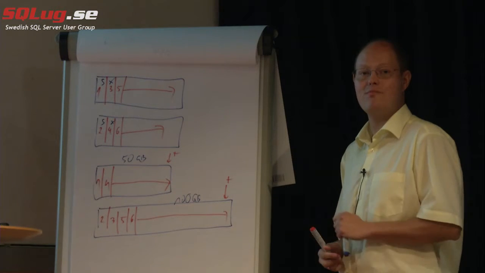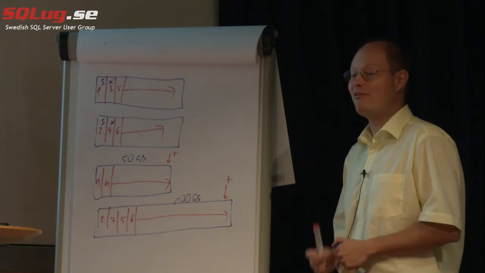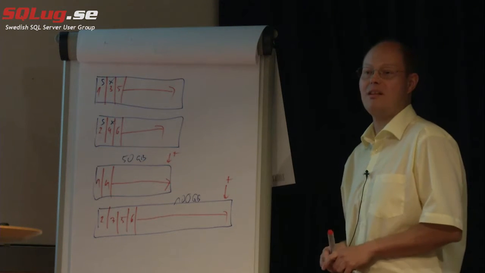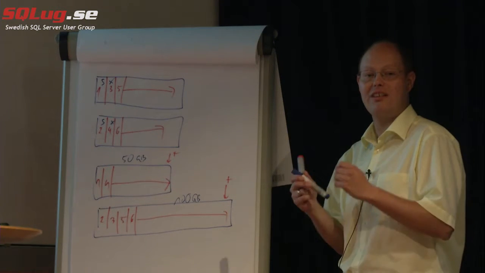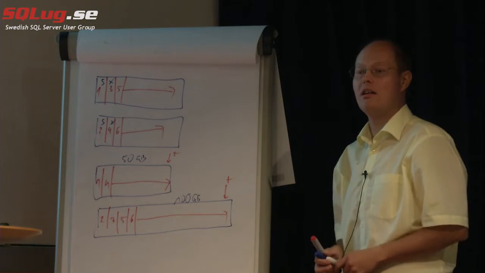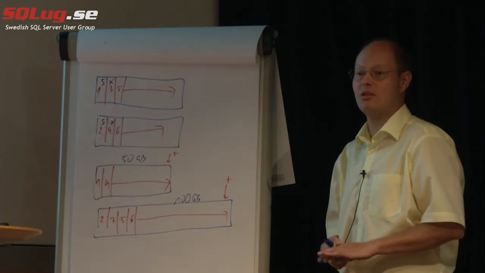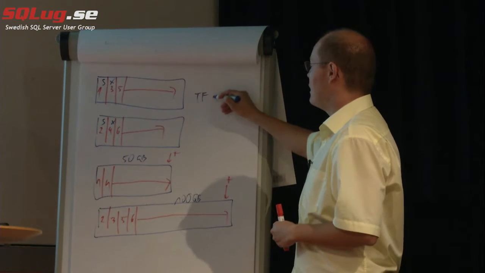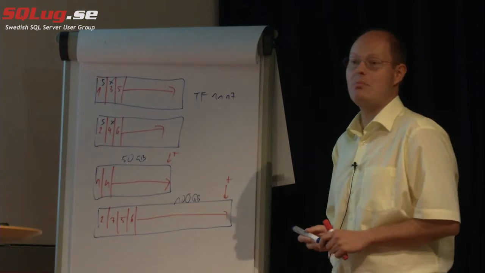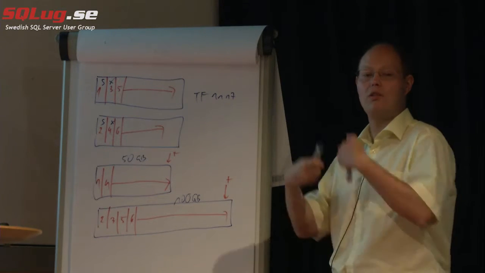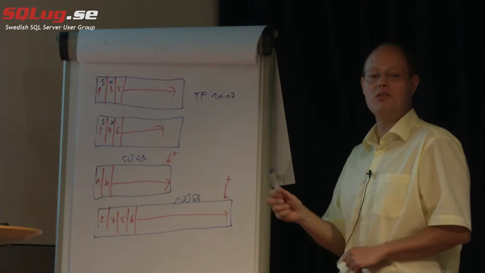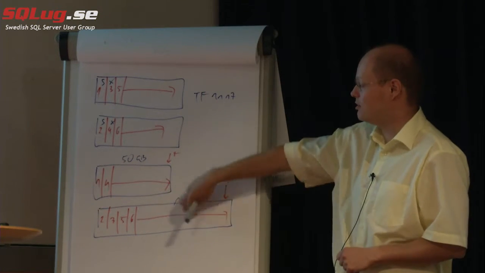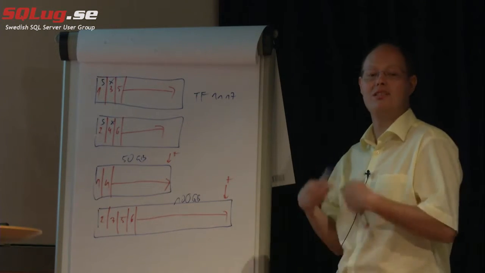That's very, very important. When you have multiple data files, they must have the same size and also the same autogrowth factors, so that they are also growing with the same size over time. There's also a trace flag in SQL Server, 1117. When you enable that trace flag, SQL Server grows all your files together. That means when SQL Server starts an autogrowth operation on one file, it also kicks in on the other files simultaneously.